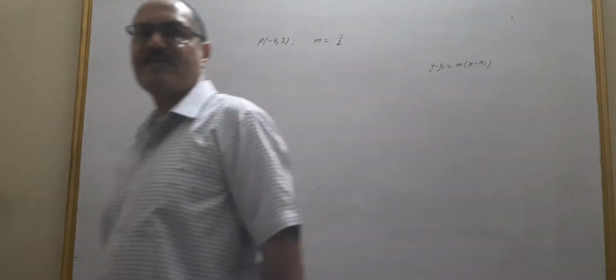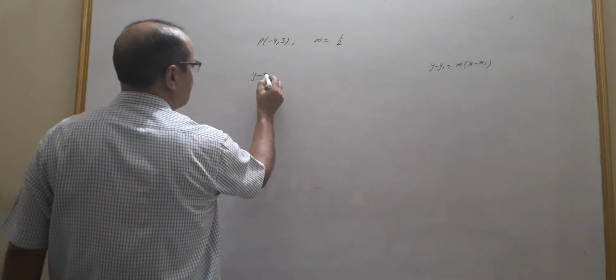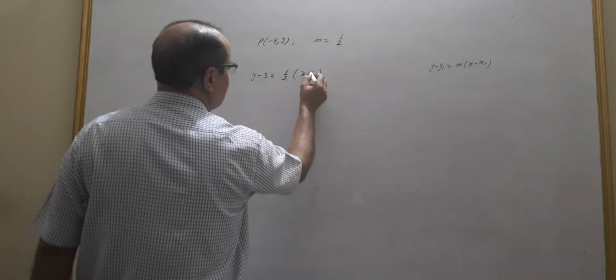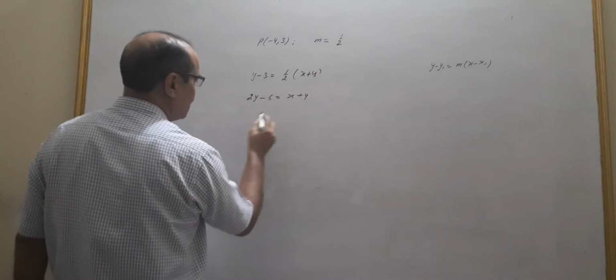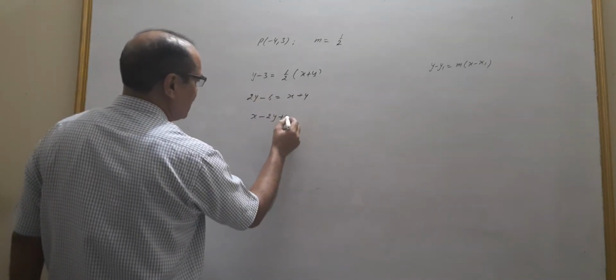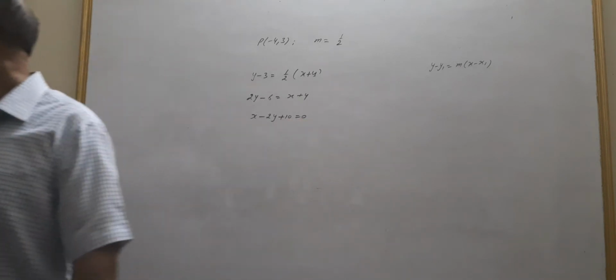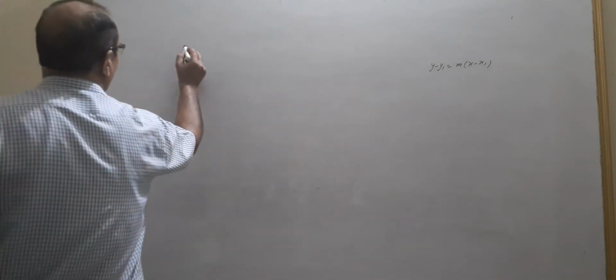By applying this point form we can write y minus y1 is equal to the slope, that is 1 by 2, times x minus x1, or by multiplying, 2y minus 6 is equal to x plus 4, or rearranging, x minus 2y plus 10 is equal to 0. So this is the equation of the line passing through a point with the given slope. So this is problem number second.